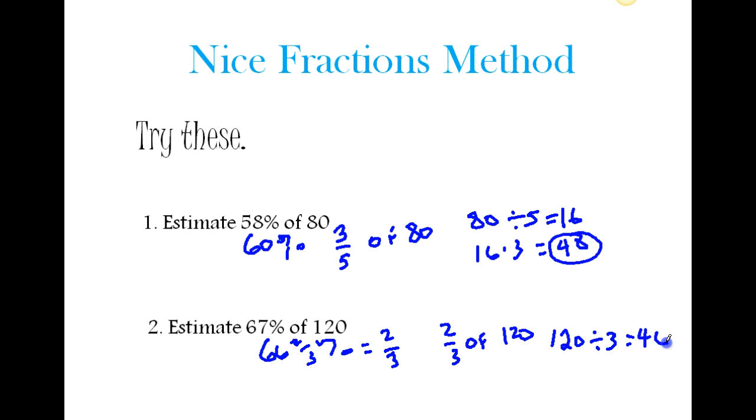Notice I'm picking nice enough numbers that I can do all this in my head. I'm estimating. I'm not doing work with a calculator or doing a lot of multiplying and dividing with lattice or anything like that. I'm doing what I can do in my head, but I'm writing it down so you can see what my thoughts are. Right, so now I take that 40 and I multiply it by the numerator 2, and I get 80 as my estimate. Right, that's estimating using nice fractions.